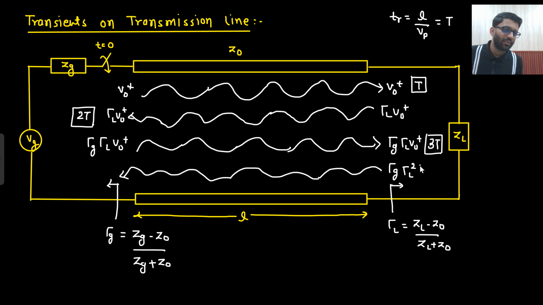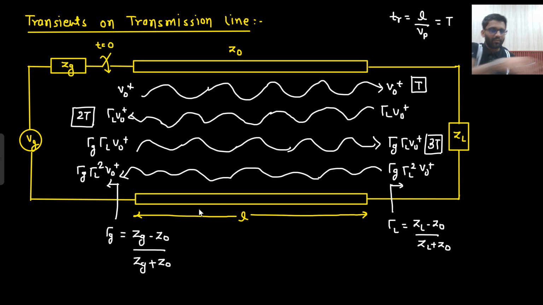Why is that so? Because it is reflected by ZL with the reflection coefficient of gamma L. So V naught plus came, then it was reflected back and amplitude became gamma L V naught plus, then it reached here, then it is reflected back, gamma G, gamma L V naught plus. Now again it is reflected back, so it will have the amplitude of gamma G, gamma L square V naught plus.